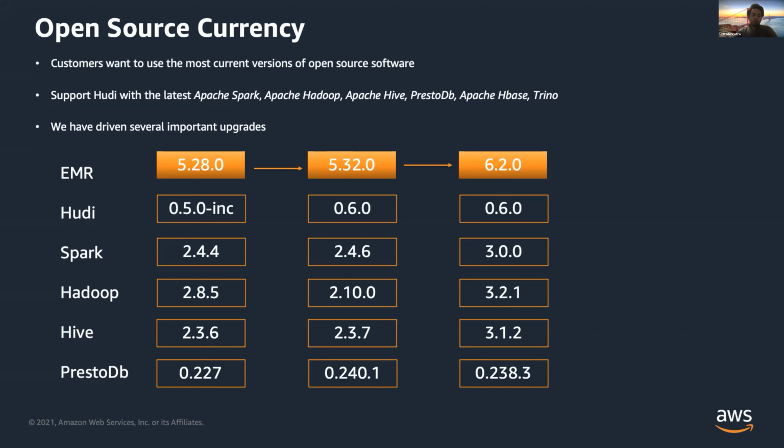In the picture here, you can see how Hudi and its other dependencies have evolved at EMR over the last few releases. With our latest 6.0.0 release, we support Hudi 0.6.0 with the latest Spark 3, Hadoop 3 and Hive 3. Those were the latest which were available at the time of the release.